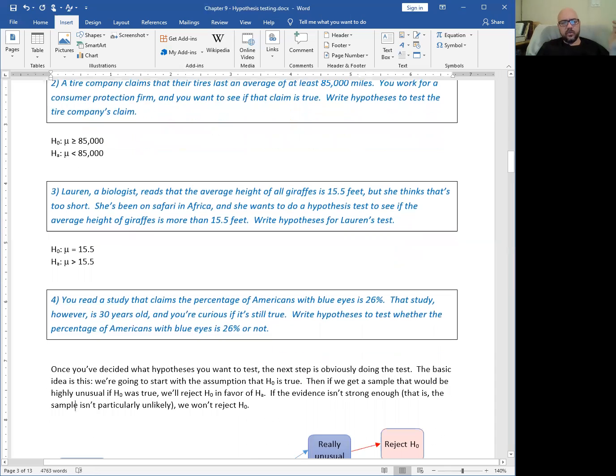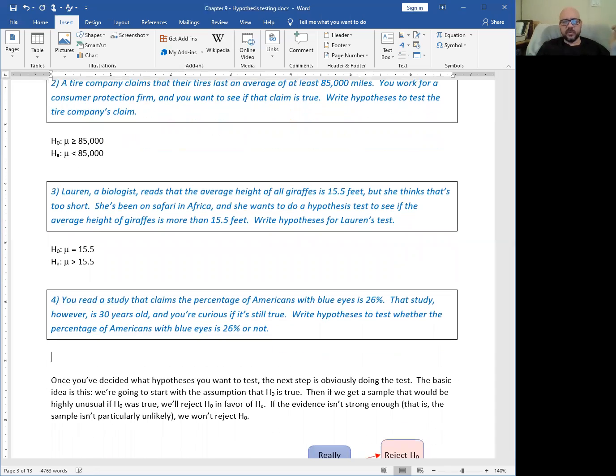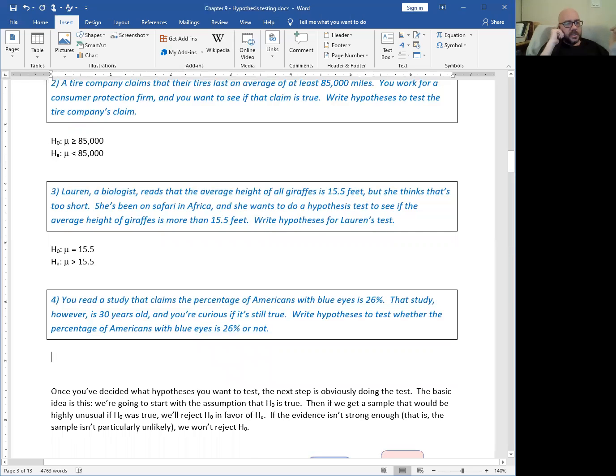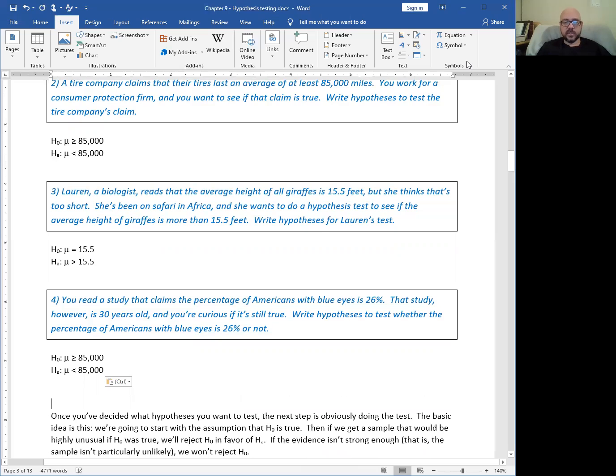All right, you read a study online that claims the percentage of Americans with blue eyes is 26%. That study is 30 years old, and you're curious if it's still true. So we want to write hypotheses to test whether the percentage of Americans with blue eyes is 26% or not. The "or not" should be a big clue. This is going to be a not equal to alternative hypothesis.